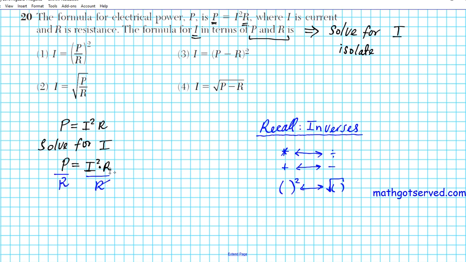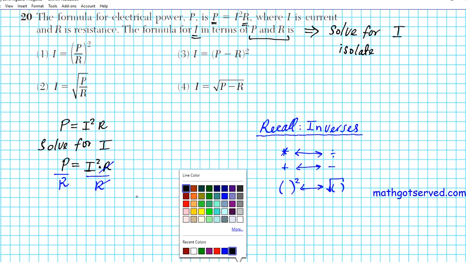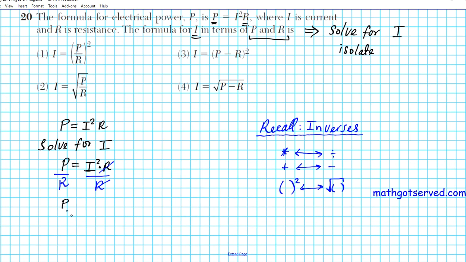See what happens here. These two divide each other out, and we have P divided by R is equal to I squared. Now, using the reflexive property of equality, we can rewrite this equation as I squared equals P over R. Now the final step is to eliminate that square.